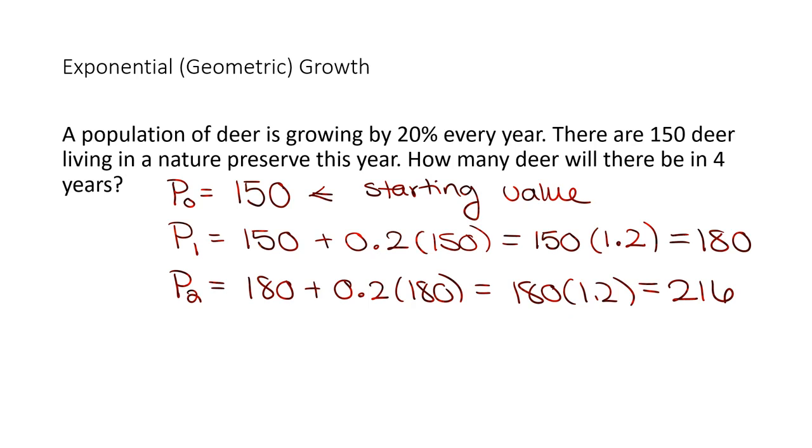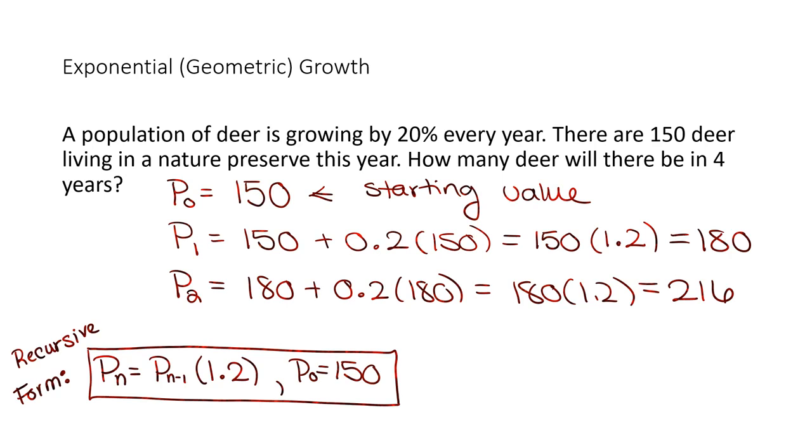Now in the second year, we'll take the 180 and add 20% of that value. So we take 20% of 180, which is 36, and we're going to add that to 180 to get 216. Once again, we can get the exact same answer by multiplying by 1.2. So notice that unlike with our linear growth, with exponential growth, the amount that we're increasing by every year changes. From the starting year to year 1, we went up by 30, and then in year 2, we went up by 36.